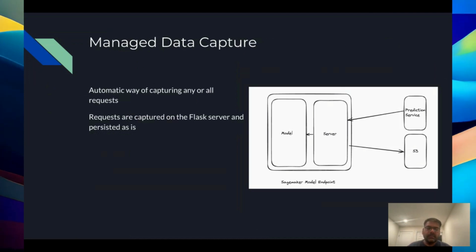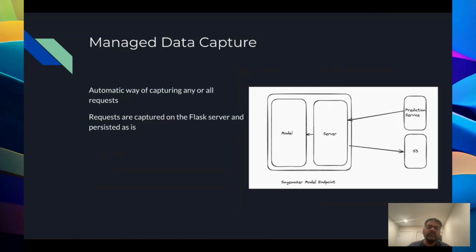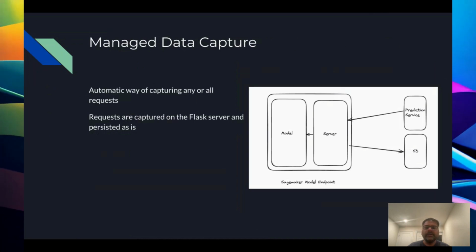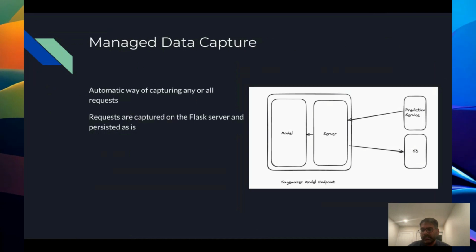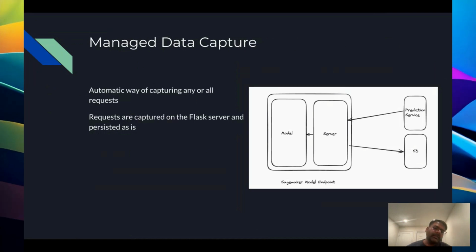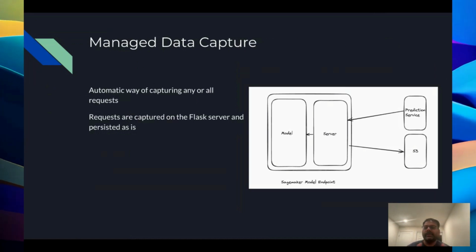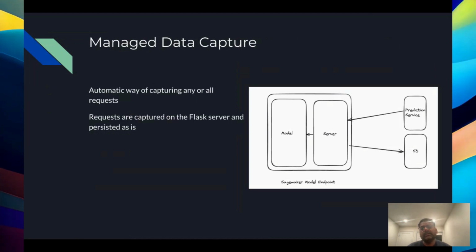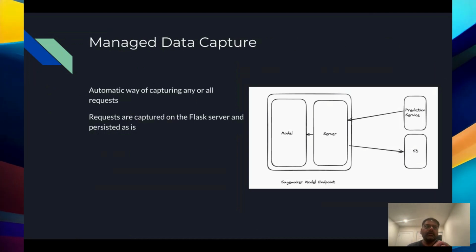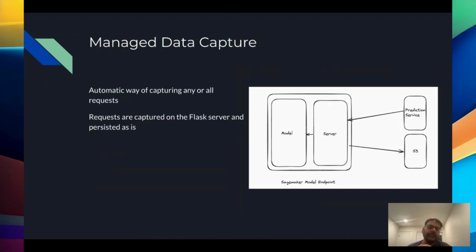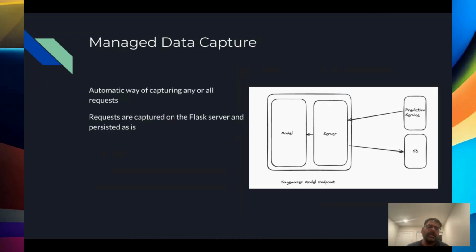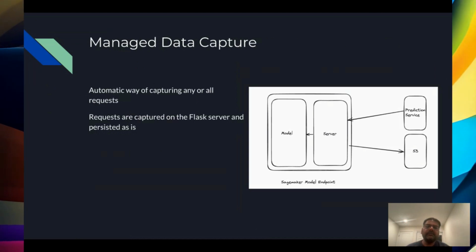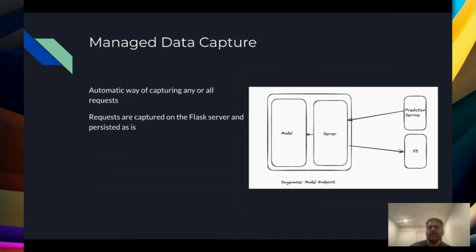Model will use those features to make the prediction. It may also query the online feature store like we discussed, and then it will make the prediction, return the request to the server, and then the server will persist the combination of the features and the prediction, as it received from the prediction service and the model.